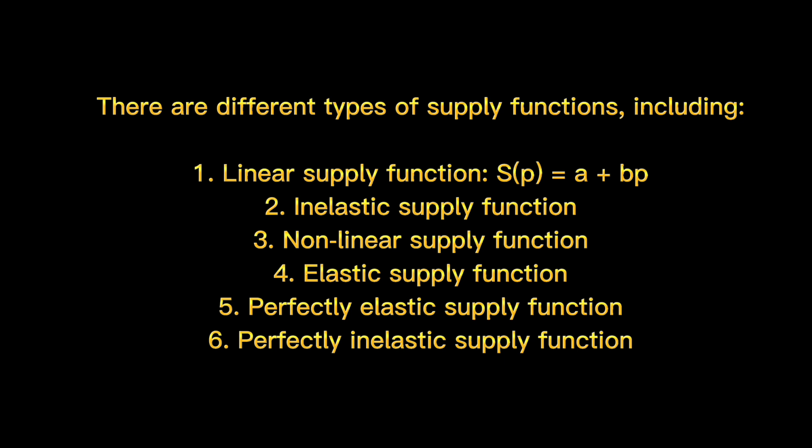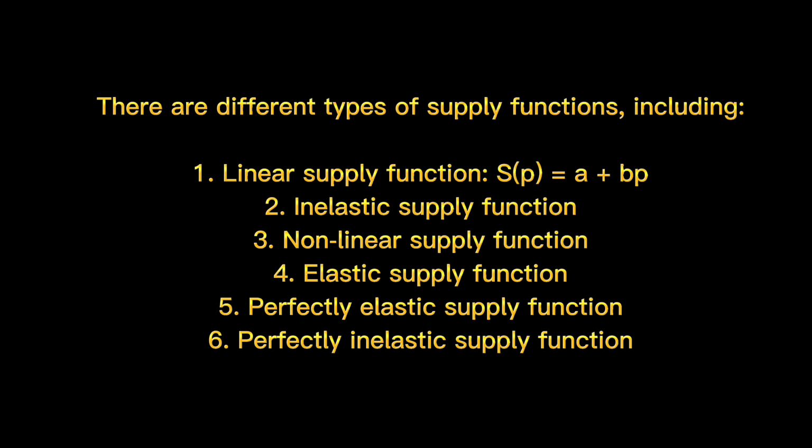Linear supply function. This is represented by the equation S(P) equals A plus BP, where S(P) is the quantity supplied, P is the price of a good, and A and B are constants. The constant A represents the quantity supplied at a price of 0 and the constant B represents the change in the quantity supplied for a unit change in price. Next is nonlinear supply function. This type of function does not have a linear relationship between price and quantity supplied.